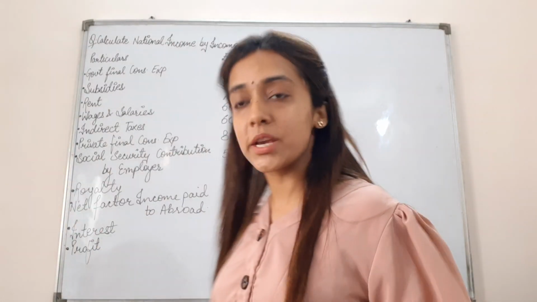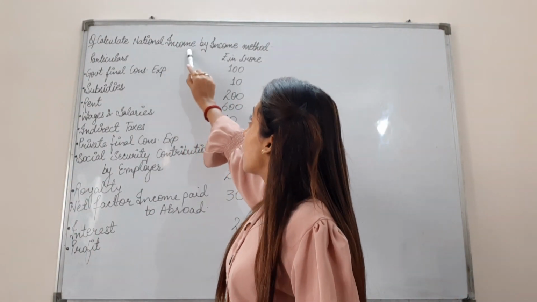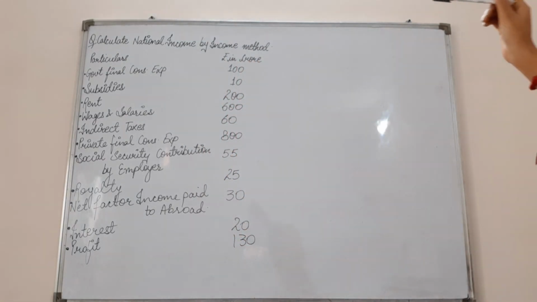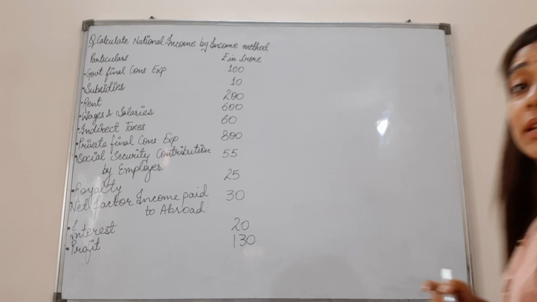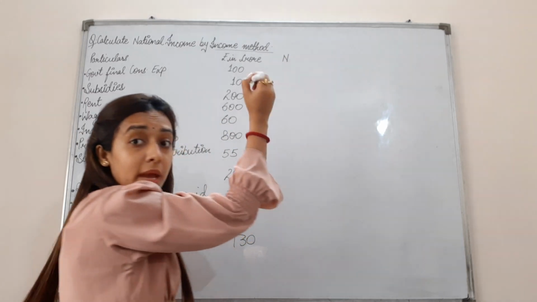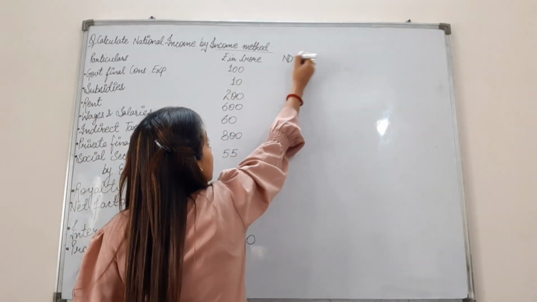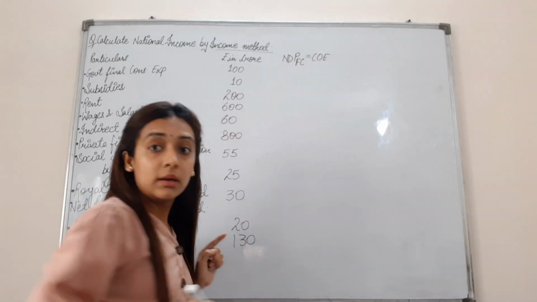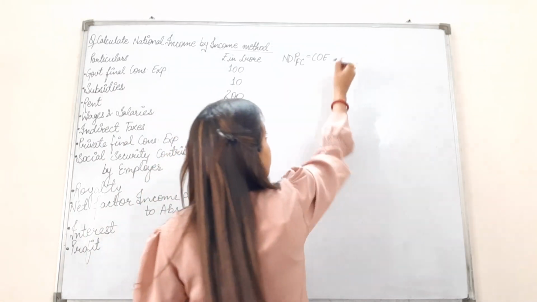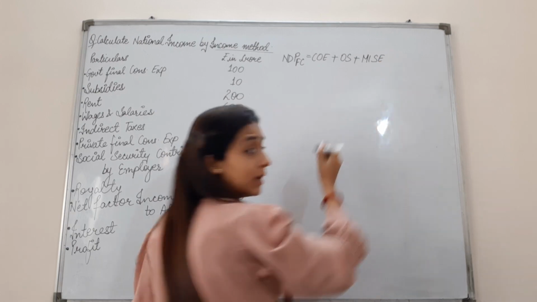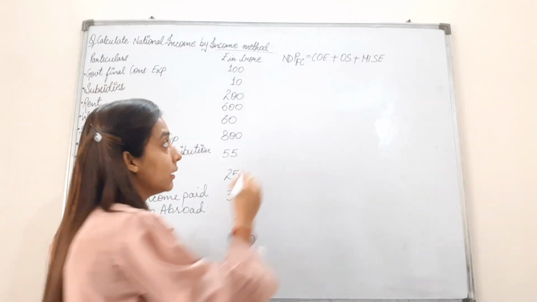The next question is, calculate national income by expenditure method. So there are some particulars of the question given, that is, we have to calculate national income by income method. With the help of income method, the formula is NDP at FC is equal to COE plus OS plus MISE.